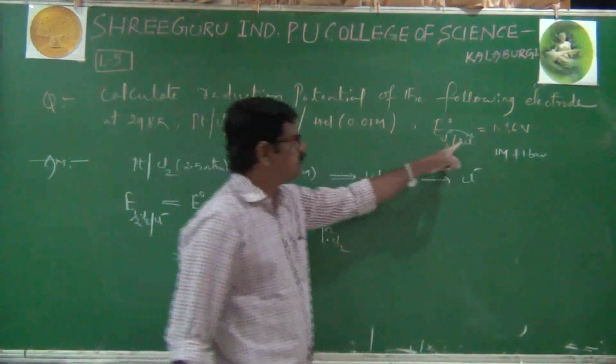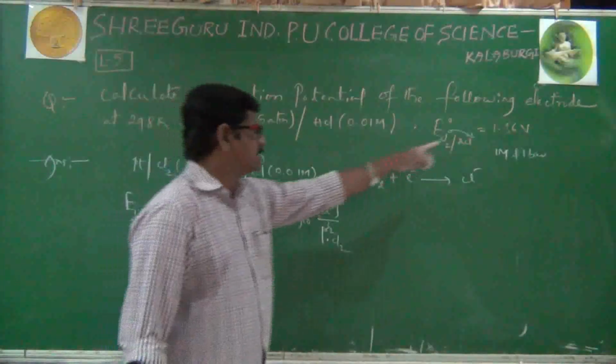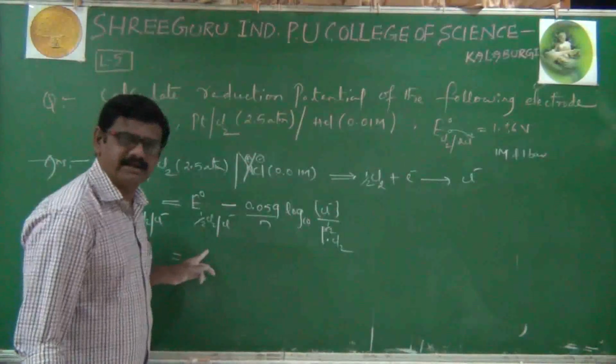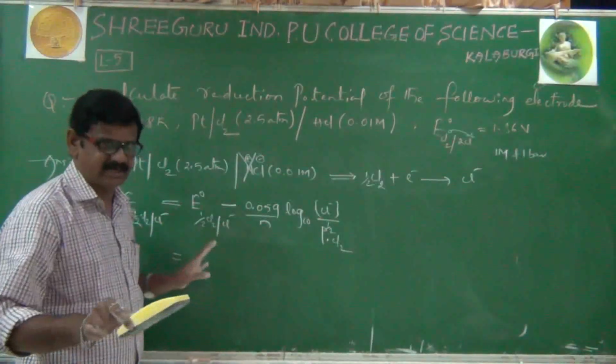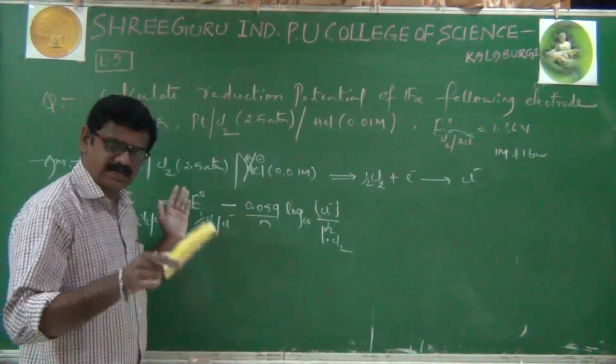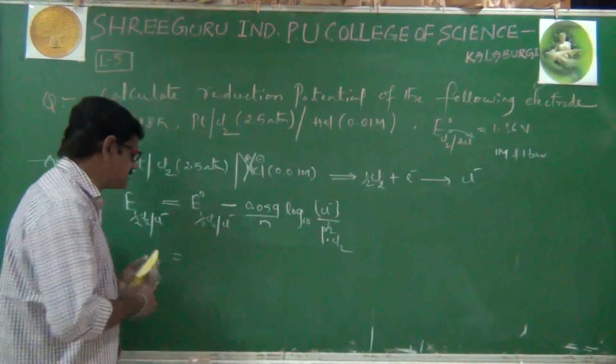Then here it is Cl2 over 2 Cl minus given. But here it is half Cl2 over Cl minus. Then whether we can write the same value or not? Yes, 100% the same value we can write here. There is no difference. It may be half Cl2 or Cl2 or 2 Cl2, it doesn't matter. We can write the same as it is here.